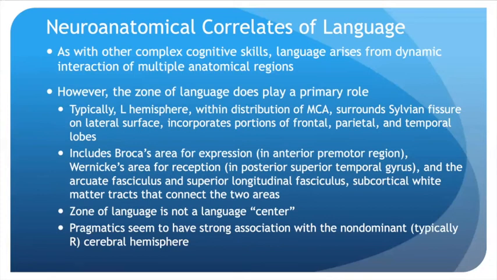And just note that the zone of language is not a language center per se, but it is a critical component or a major intersection of several overlapping neural networks that are widely distributed throughout the brain, whose combined activity has the effect of producing language. Also note that pragmatics seem to have a strong association with the non-dominant hemisphere. Now, this is typically the right hemisphere in most individuals.